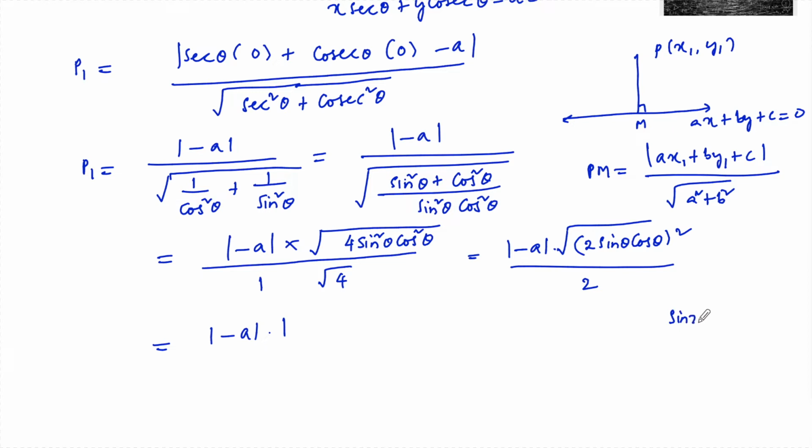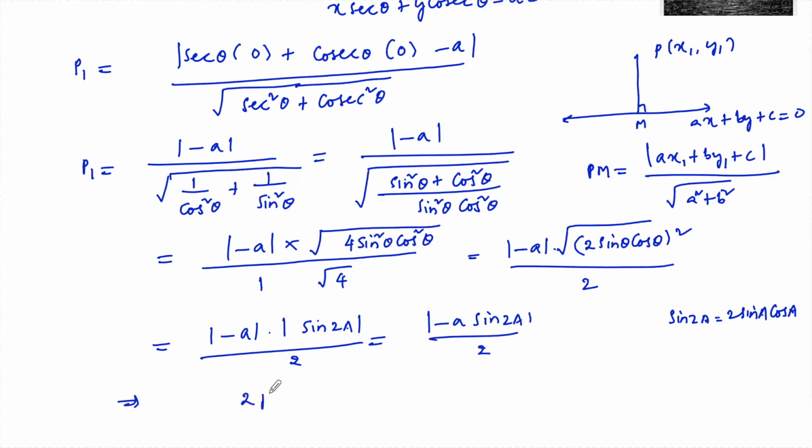We know that sin 2 theta is equal to 2 sin theta cos theta. So 2 sin theta cos theta is nothing but sin 2 theta. So mod of a sin 2 theta divided by 2, or we can also write this as 2 times P1 is equal to mod of minus a sin 2 theta, or on squaring on both sides we can say 4 times P1 square is equal to a square sin square 2 theta. Call this equation 1.